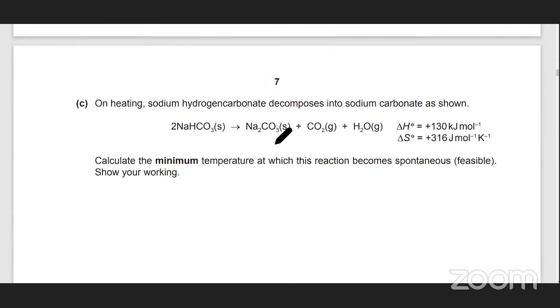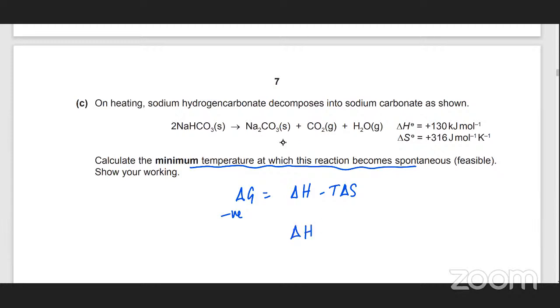Achha, next one is you have to calculate the minimum temperature at which this reaction becomes spontaneous, feasible. Delta G को क्या होना चाहिए? Negative. Delta G is equal to delta H minus T delta S. So delta G should be negative for it to be spontaneous. That means that delta H minus T delta S must have a value that is smaller than 0. Negative का ही मतलब है ना, it should be negative.